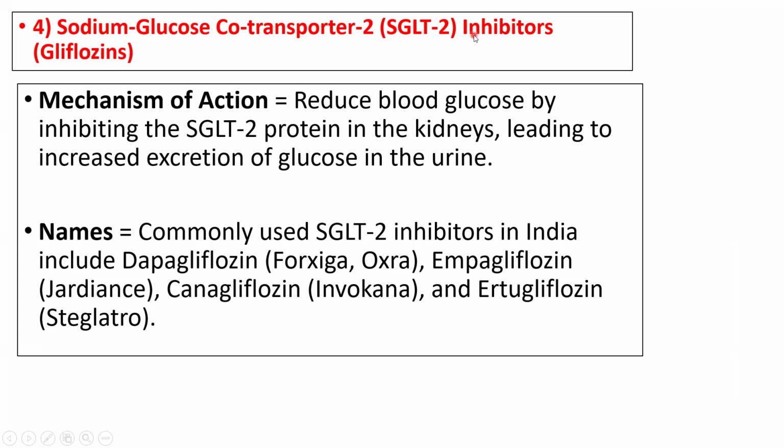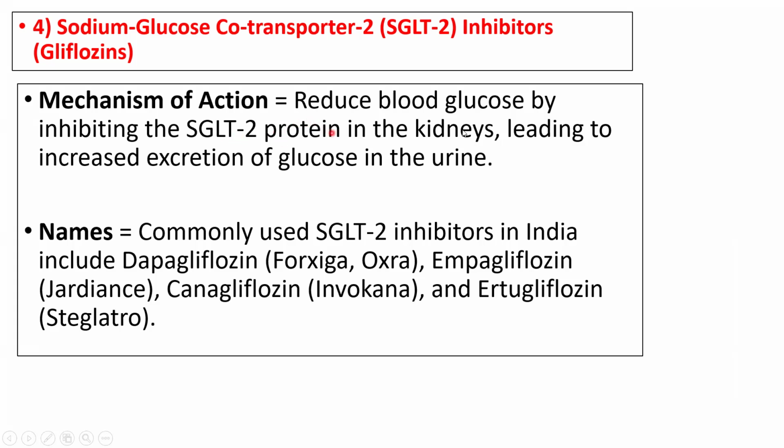SGLT2 inhibitors. Now, what is that SGLT2? This is a type of protein in the kidney, and this is leading to increased excretion of glucose in the urine. We don't want glucose in the urine. Glycosuria, we don't want. The patient is getting a problem with glucose in the urine, and we want to stop that. How can it happen? The action of the protein will be stopped.